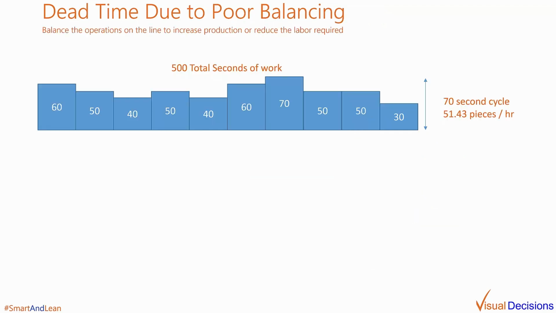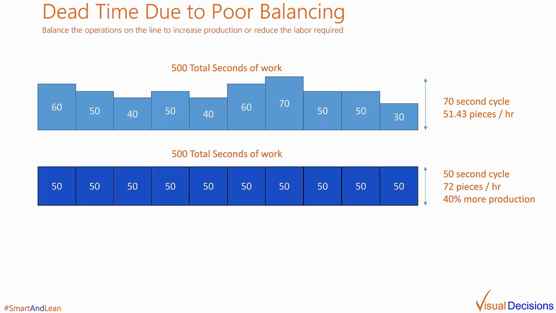Next, we'll look at the dead time due to poor balancing. And again, we're looking at our 10 operations here, and we see that the amount of time that those operations take varies anywhere from 30 seconds to 70 seconds. And there's 500 total seconds of work along that line. Your lines may not be this unbalanced, but having the video will allow you to see how much time each cycle actually takes along that manual assembly line.